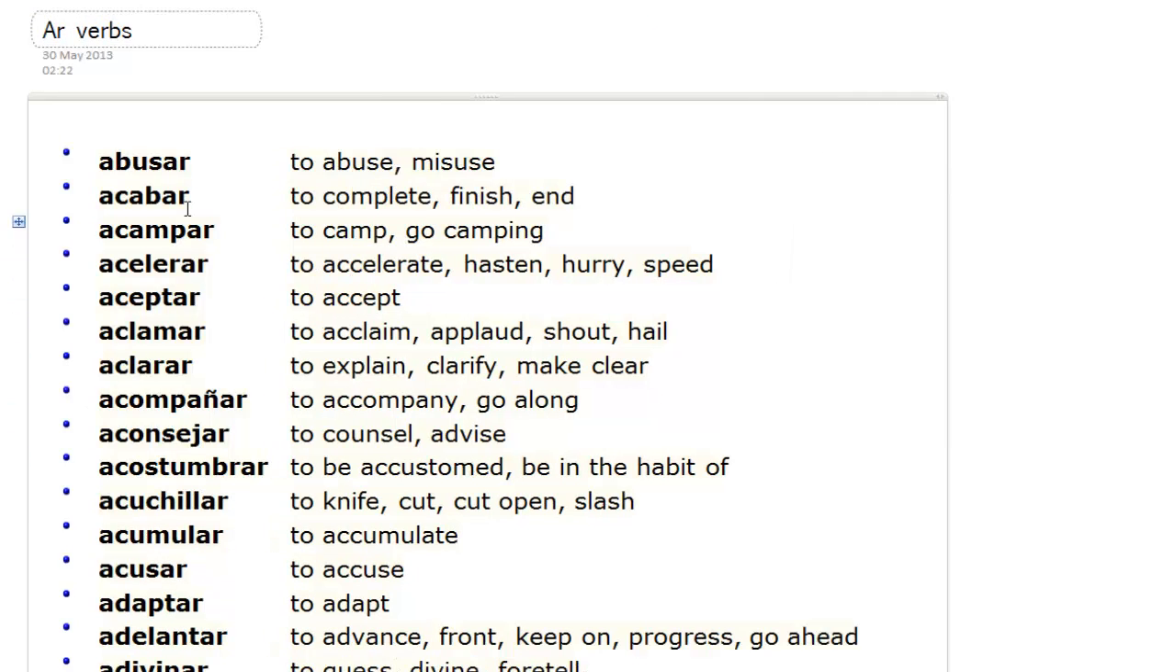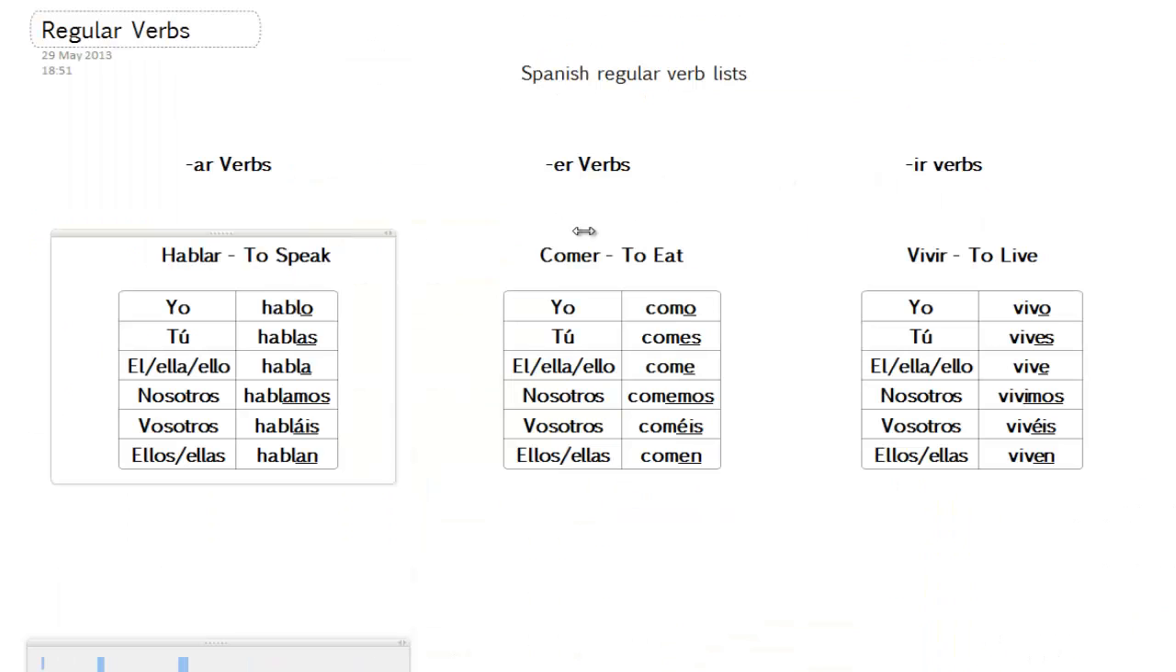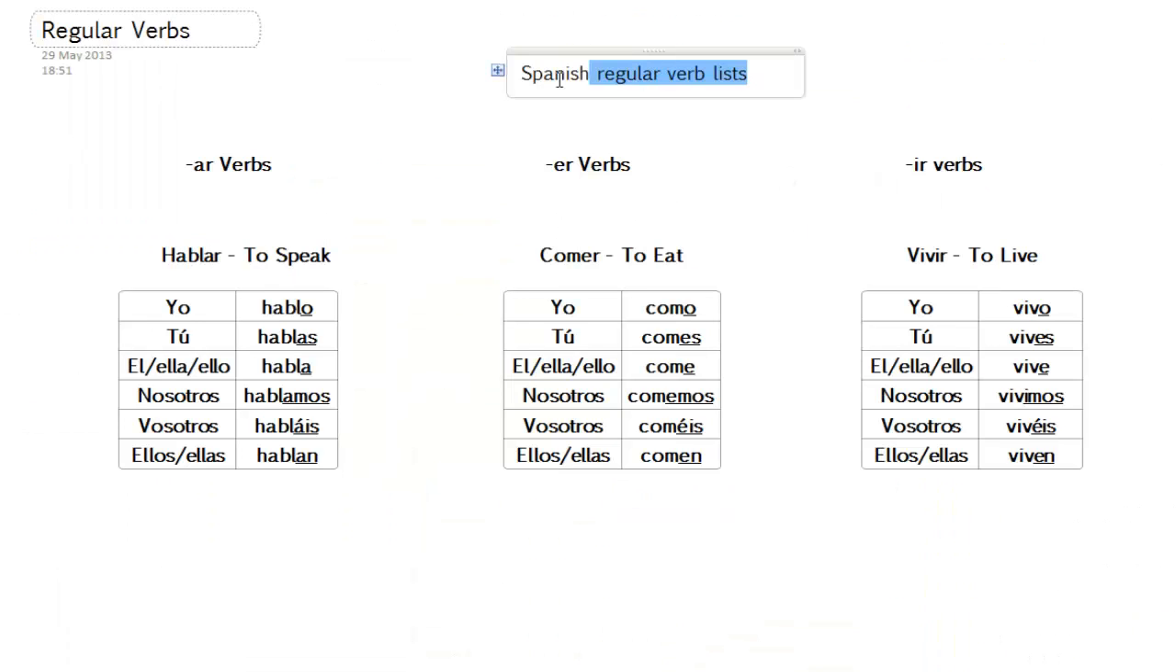So I can look abusar, to misuse, to abuse, acabar, to complete, acampar, to camp, to go camping, acelerar, to accelerate, to hurry. You see, aceptar, to accept. Okay. Yo acepto. I accept. Yo acepto. So these are your things, and look for this. Remember, you have to put some effort in and do it. I can't give you everything. So you have to learn your verbs.